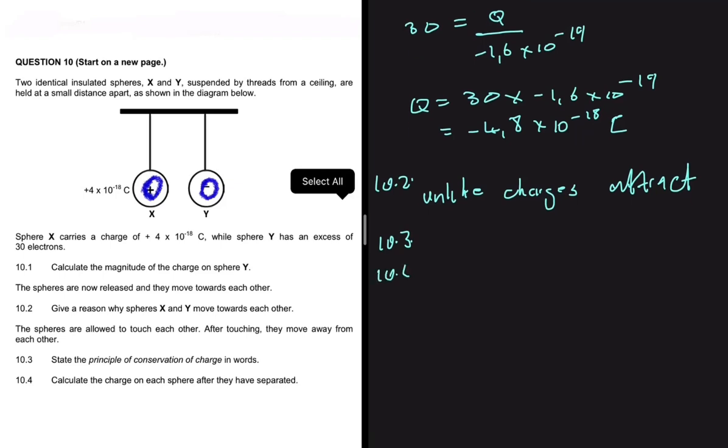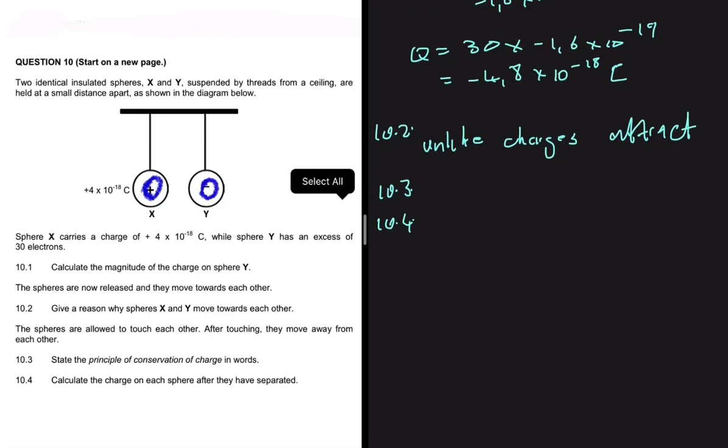And 10.4 says let's calculate the charge on each sphere after they have separated. So the two spheres touch and then they separate. We need the new charge after they've separated. We have a formula for that. It is Q new. The new charge on the spheres will be equal to Q1 plus Q2 divided by 2. But what is Q1? We can take either X or Y as Q1.